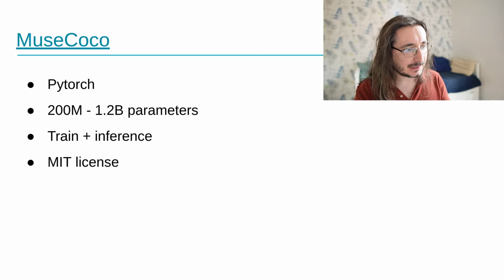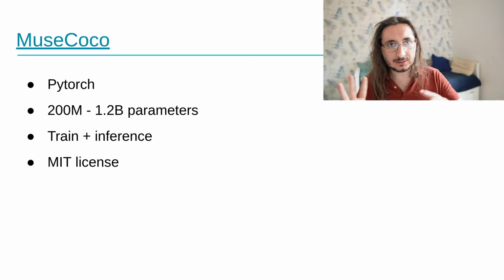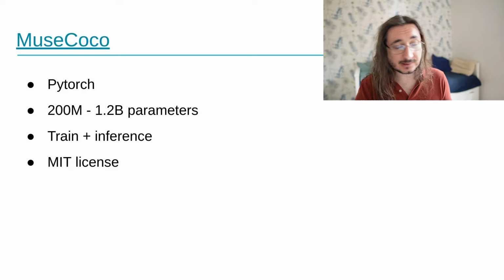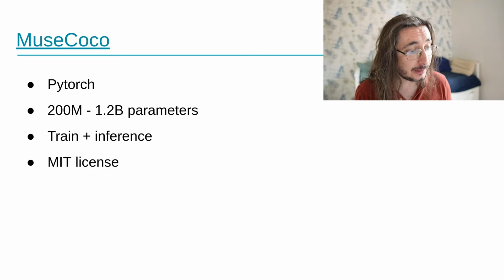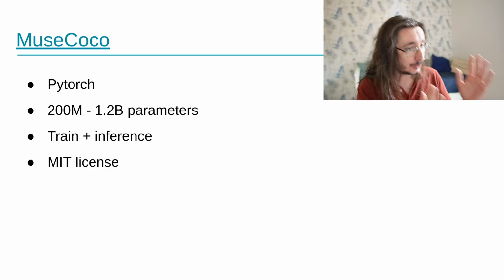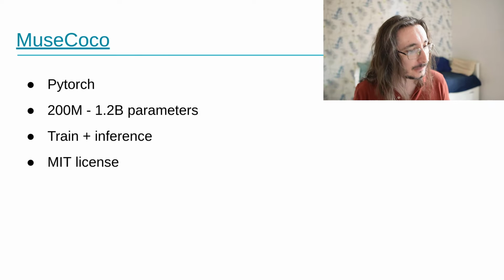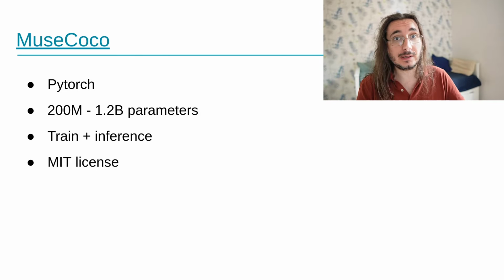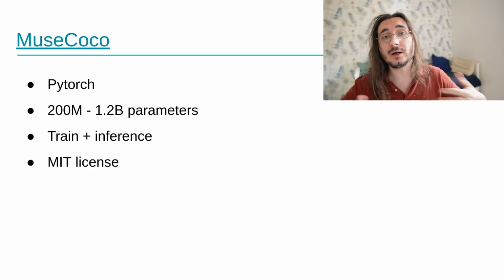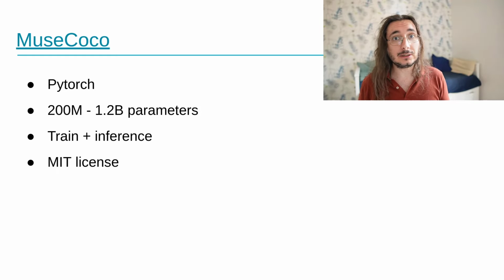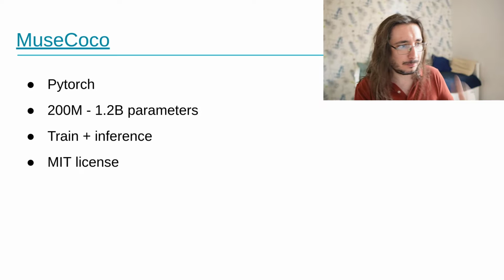MuseCoco is implemented in PyTorch. It comes in different sizes. The smallest has 200 million parameters, the largest 1.2 billion. You have code for both train and inference. And the great thing about it is that it comes with an MIT license, which basically means you can use it for whatever reason you want, also commercial reasons.